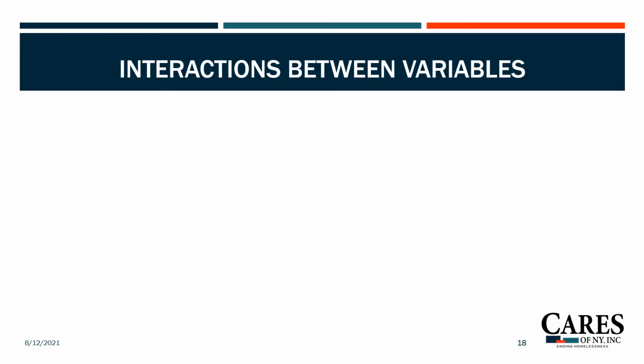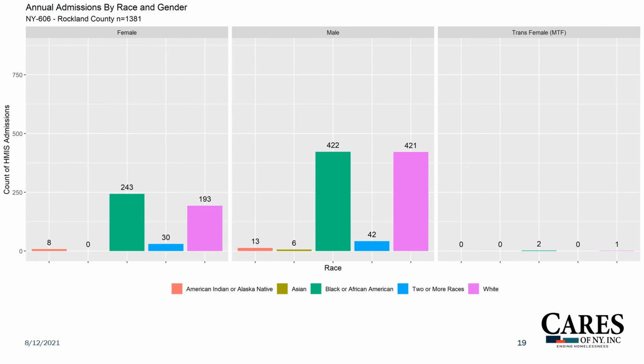Now we're going to look at 3 final visualizations before we wrap up. These will be the interactions between race and gender, race and veteran status, and race and disabling condition. In this visualization, we're looking at the interaction between race and gender. What we can see is that nearly 2/3 of all client admissions are male. This is pretty important for the community. It'll help when they are planning for future beds and units.